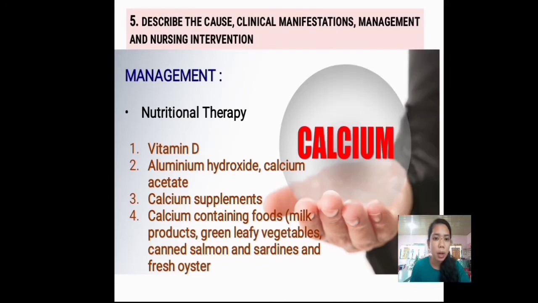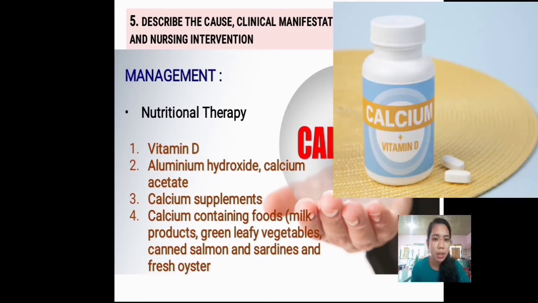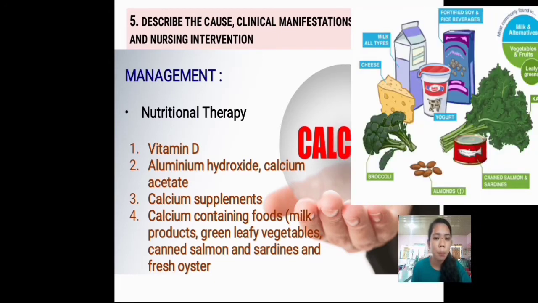We need to refer the patient to take calcium supplements if the dietary intake is not enough to provide the body with the adequate calcium that is needed by our body. Then we need to have calcium-containing foods like milk products, green leafy vegetables, canned salmon and sardines, and fresh oyster.